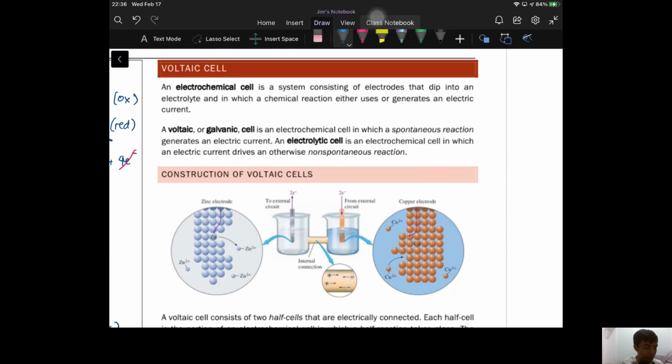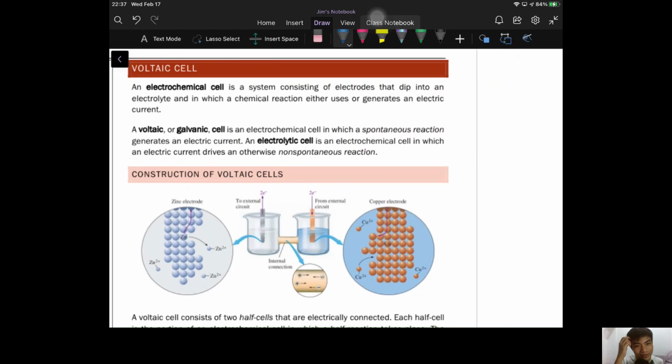Wait lang. May nakalimutan lang kasi akin. Okay, so yung electrochemical cell, dalawang uri yan. Yun yung hindi ko mahila sa dila ko.